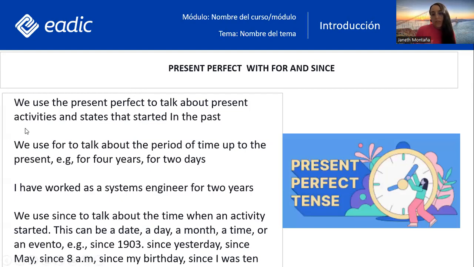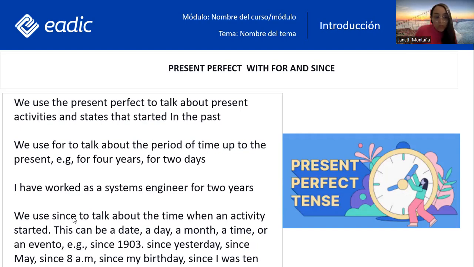First of all, something we have to remember is that the present perfect is used to talk about present activities and states that started in the past and can continue in the present and also in the future. We use for, in this case, to talk about a period of time up to the present. We have some expressions with for, such as for 4 years, for 2 days. And here we have an example: I have worked as an assistant engineer for 2 years. That means it is a period of time that started in the past and continues in the present.